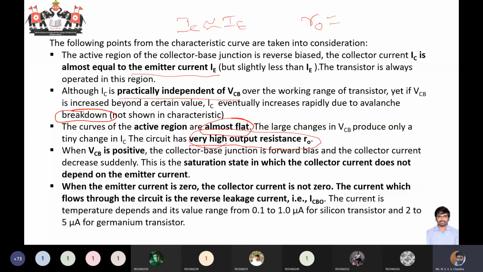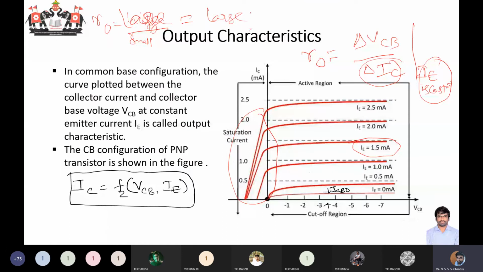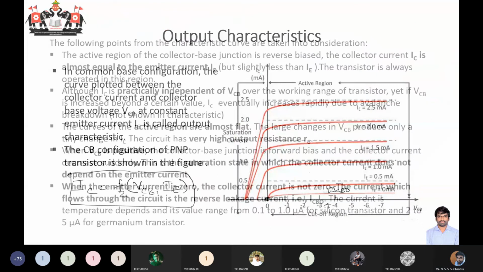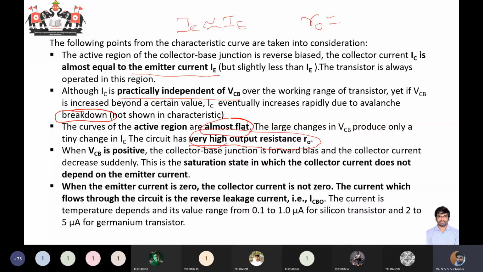And if you are taking the VCB as positive instead of negative, then it's said to be in saturation state, in which collector current does not depend upon emitter current. You can see this in this graph. In this region, your IC is not depending upon your IE. Only in the active region, your IC is nearly equal to IE, whereas in the saturation region, your IC is independent of your IE. In this region, it is mostly depending upon your VCB. So this is called saturation state or saturation region.